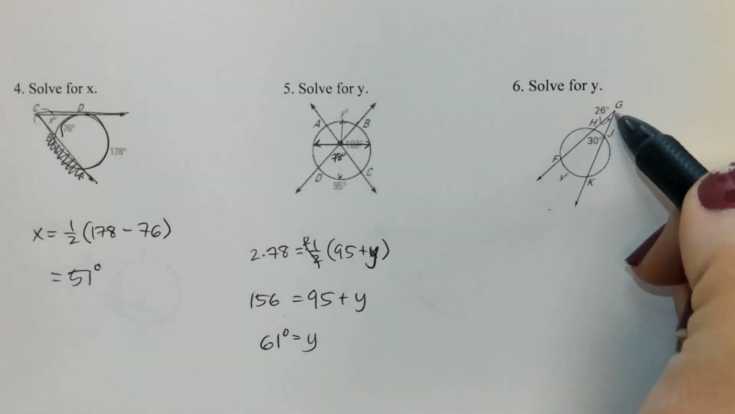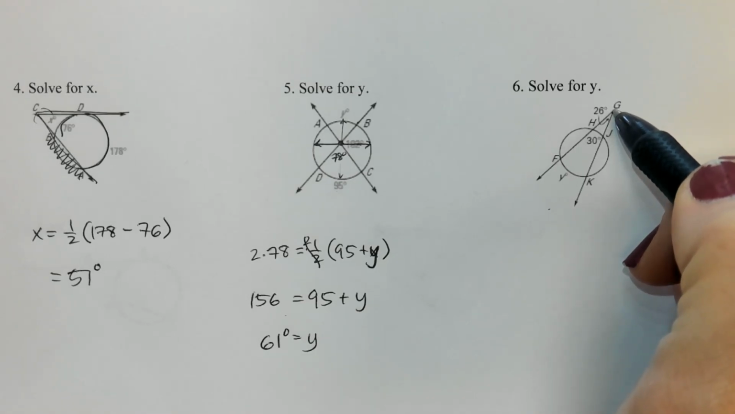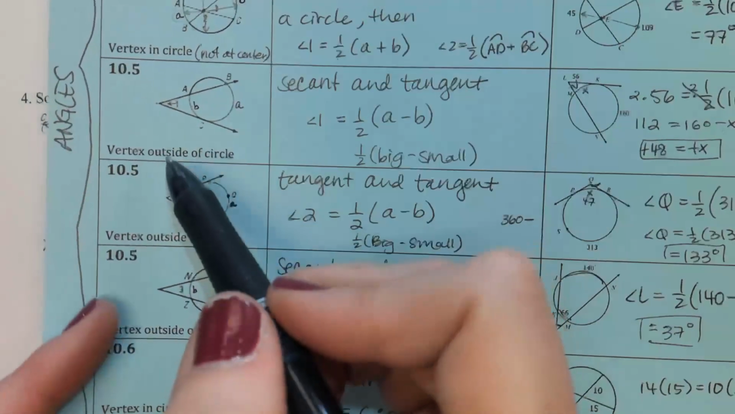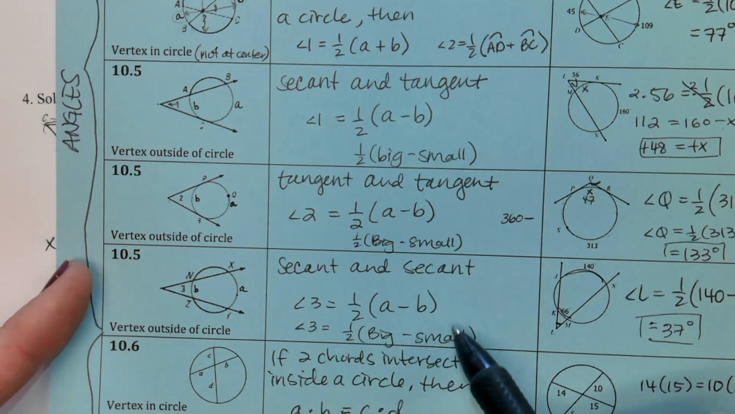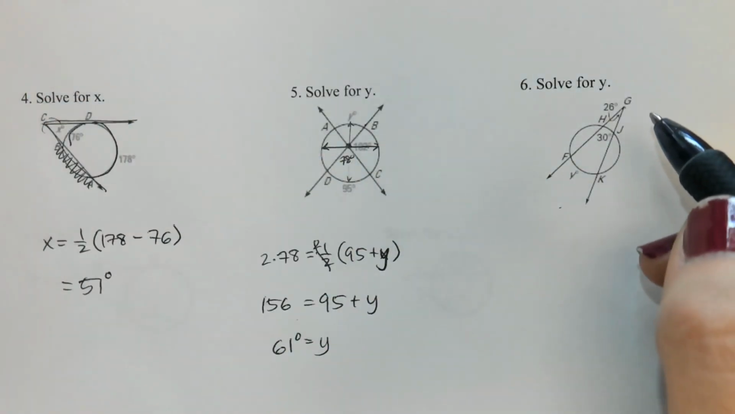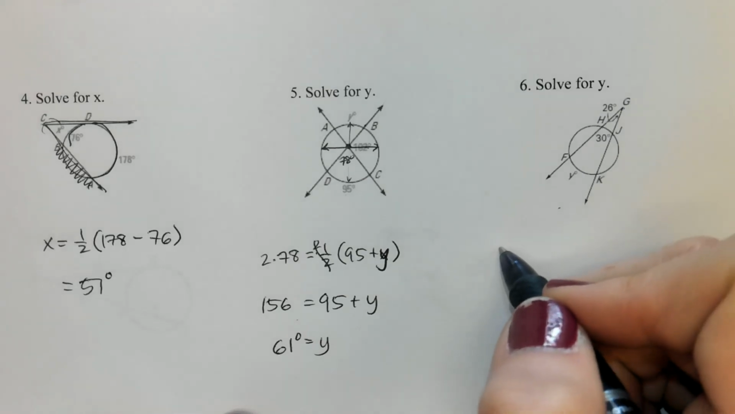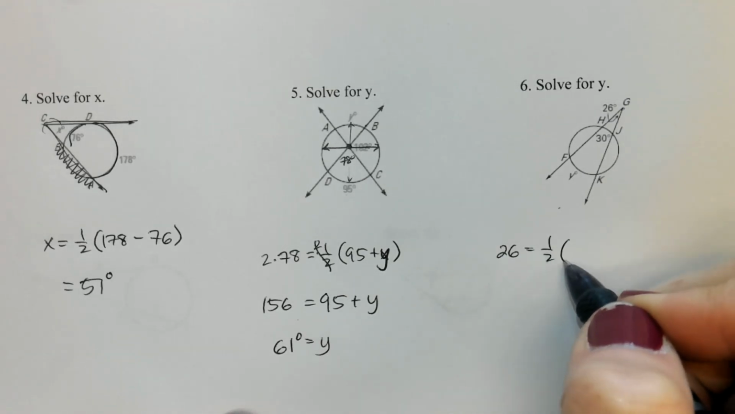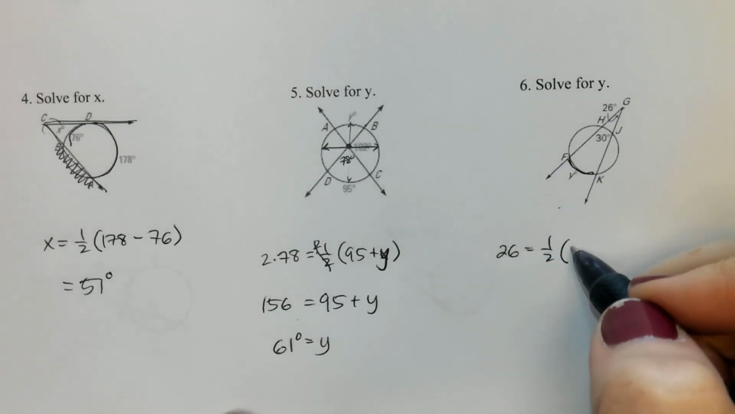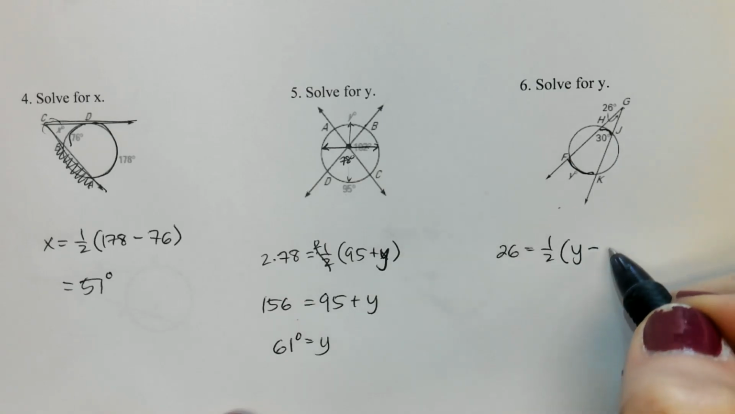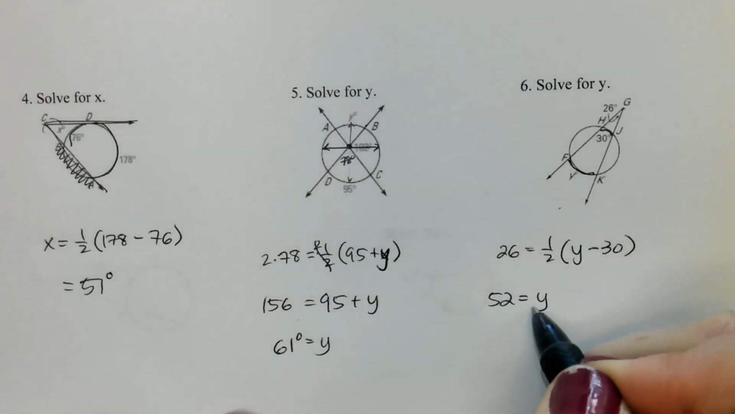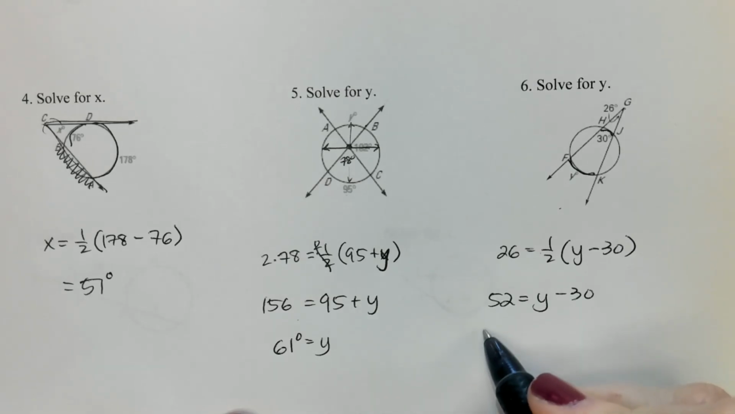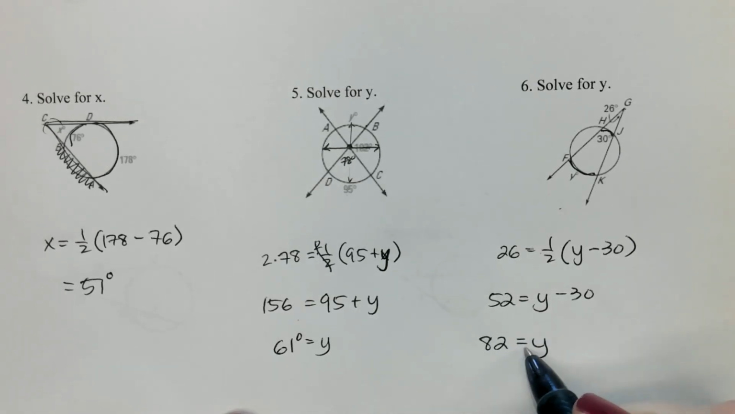Last one, the vertex is outside of the circle. So I'm doing one of these three. We're outside. Doesn't really matter which one you pick because they're all the same. 1/2 big minus small, big minus small. So the angle on the outside, the 26, is 1/2 big arc, y, minus small arc, 30, times by 2, and then add 30 to both sides.